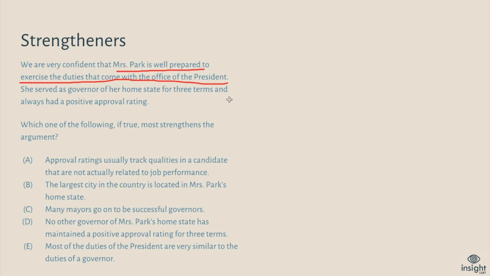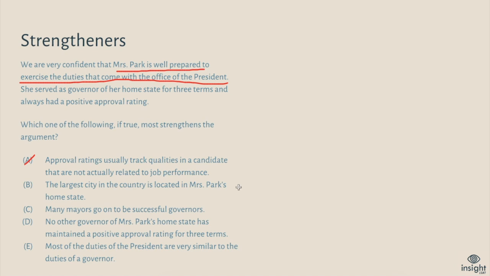And the support for that is that Mrs. Park served as governor for a while and she had positive approval ratings. So the basic argument is Mrs. Park is well prepared to be the president because she was a governor and she had positive approval ratings when she was governor. Let's take a look at the answer choices. Which one of them strengthens this argument? A. Approval ratings usually track qualities in a candidate that are not actually related to job performance. Uh-oh. That would actually weaken the argument because the main support was these positive approval ratings, and you're telling me now in A that approval ratings are irrelevant to job performance. Okay, so that's a weakener. That can't be right.